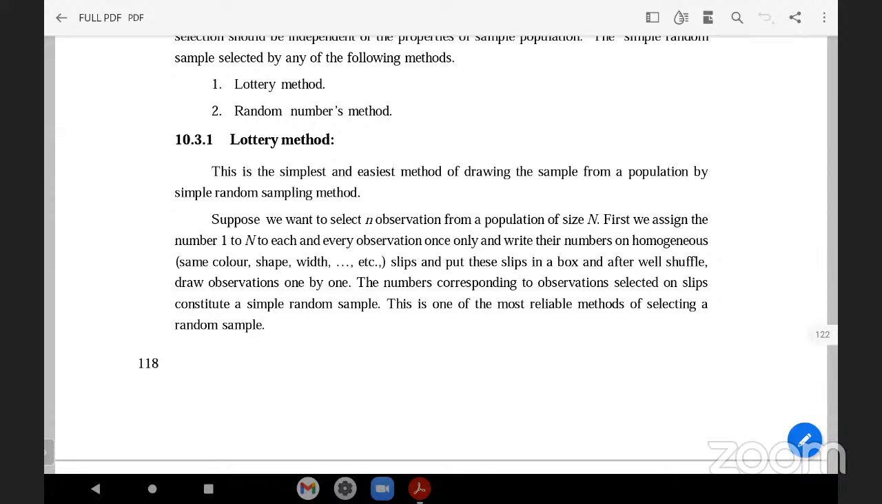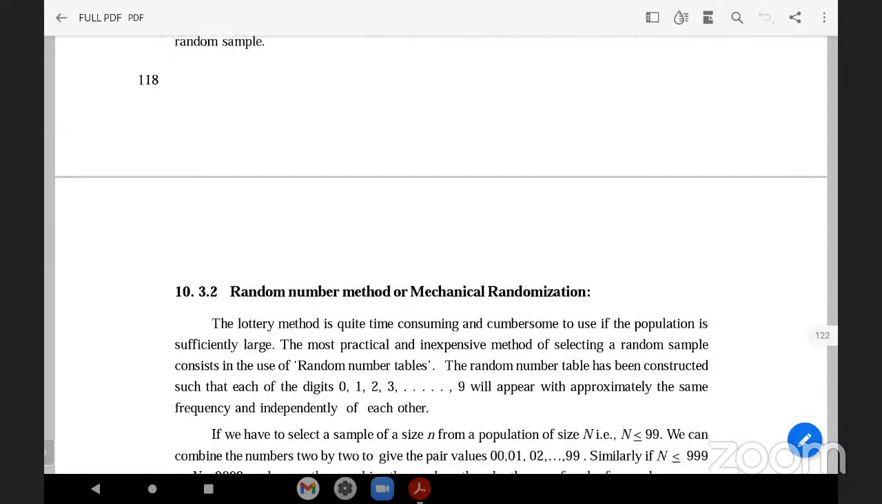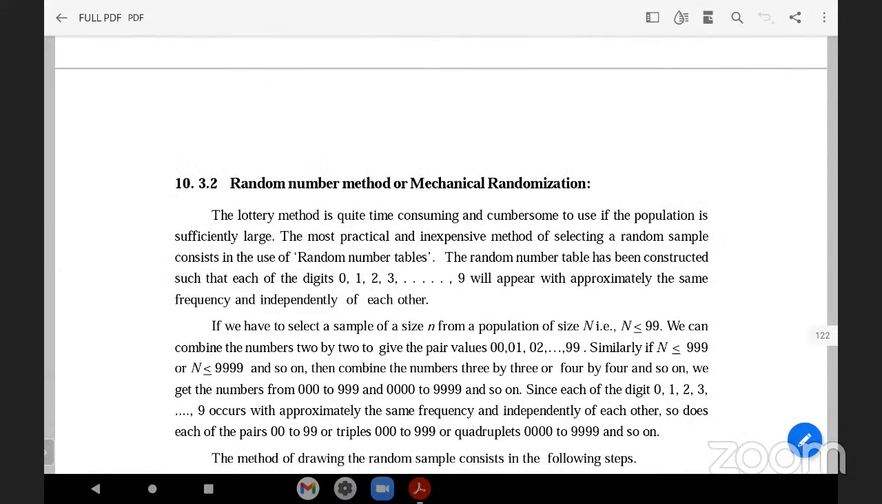Next, we come to the second category, the random number method. In the random number method, I will give random numbers, like 2, 3, 5. If I give numbers from 0 to 9, they appear like 0, 0, 0, 1, 0. It is a 2-digit number.